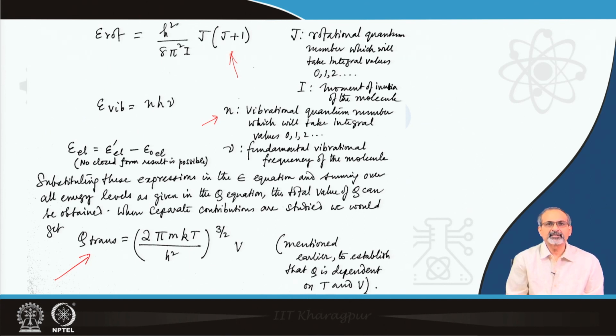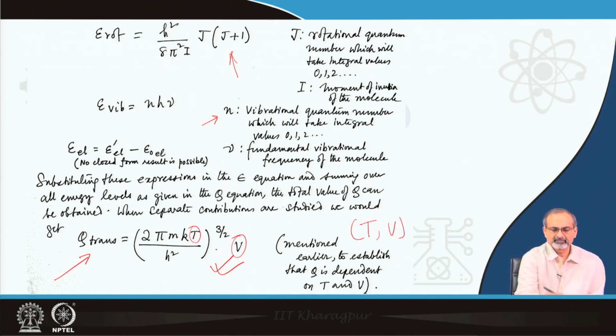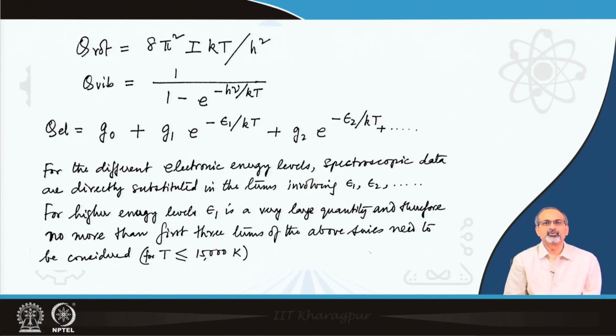This is the Q translational, which you remember having seen earlier. This is what we had invoked earlier to prove the point that from the translational form, the dependence of Q on temperature and volume comes up. If you were to look at the rotational value of the partition function, then this is how it will look. It of course shows its explicit dependence on I over here, and then the vibrational partition function has a form like this.